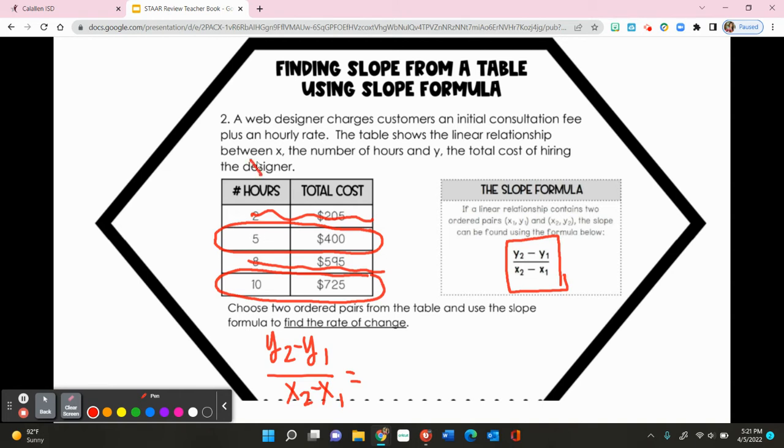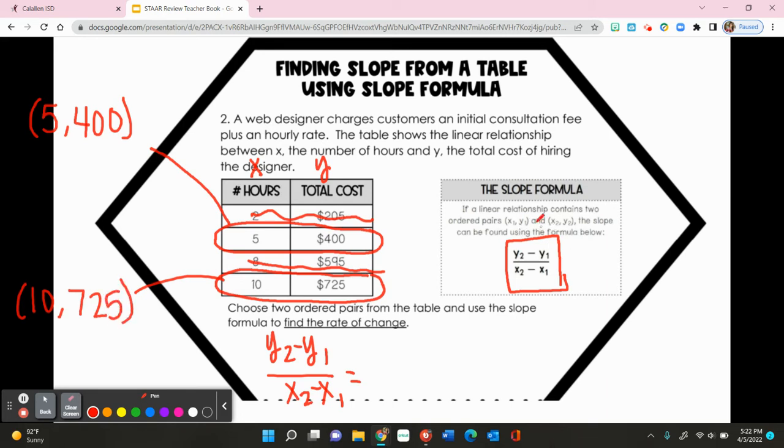So this is my X column and this is my Y column. So if I were to pull these ordered pairs out, this is 5 and 400. And then this ordered pair is 10 and 725. So remember here in the definition of slope formula, it said your first coordinate was going to be x1, y1. So I'm going to label 5 as x1, 400 as y1. And then my second ordered pair is going to be x2, y2. Because remember, every ordered pair has an x and y value.